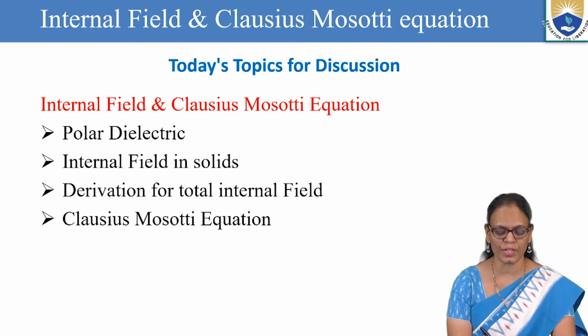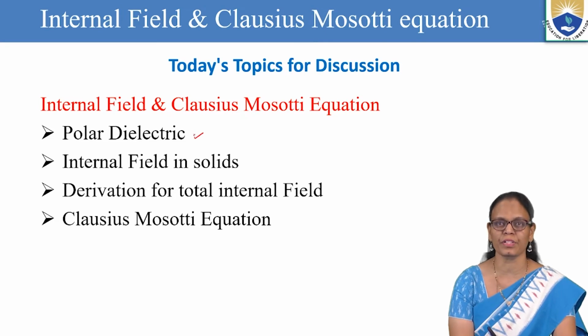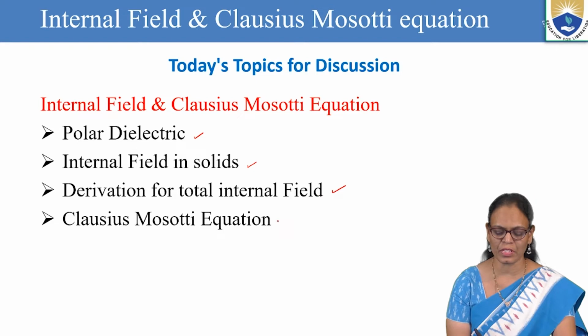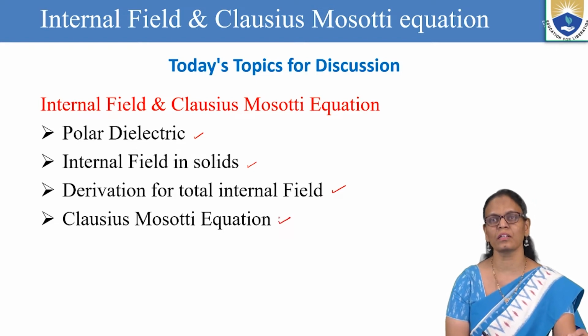First, we'll try to understand what a polar dielectric is, and then we will derive the expression for the internal field in solids, and then we will obtain the derivation for the total internal field. Combining all the internal fields, we will get the total internal field, and then we will derive the Clausius-Mossotti equation.